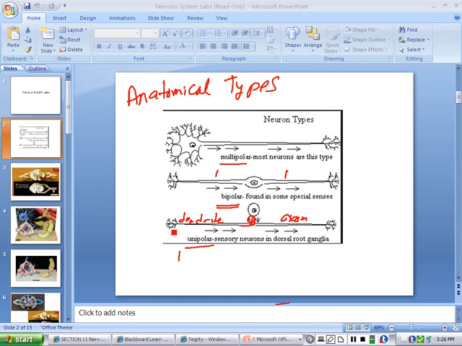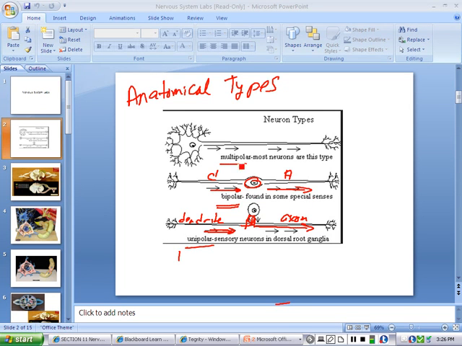So remember, information comes this way on a neuron, from the dendrite to the axon. So information comes here, it kind of goes into the cell body, comes back out, and goes in this direction. In a bipolar, this is the dendrite, this is the axon, the information comes here, goes through the cell body, and continues on its way.